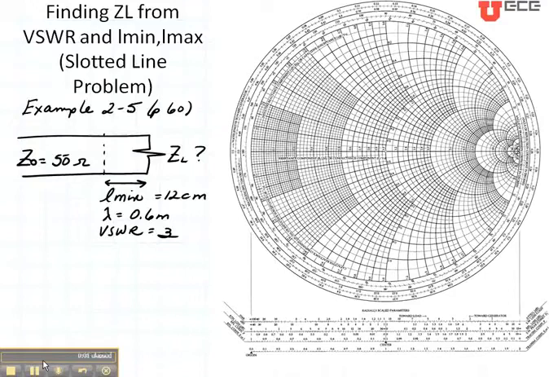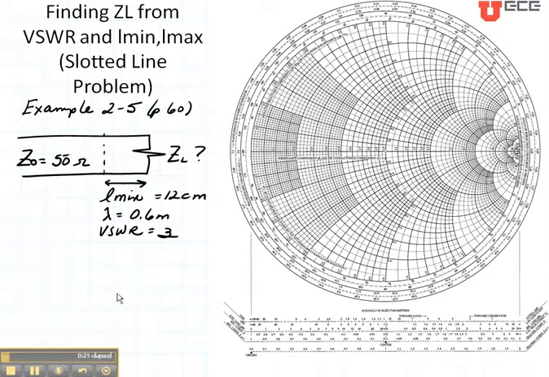Now let's do an example. Let's do the slotted line example 2-5 on page 60 of your textbook. This was done in the classical way in the textbook, and let's look at how to do this with a Smith chart. This is a problem where you are given the location of the voltage minimum is 12 centimeters. The voltage standing wave ratio is 3, and you want to find the load impedance.